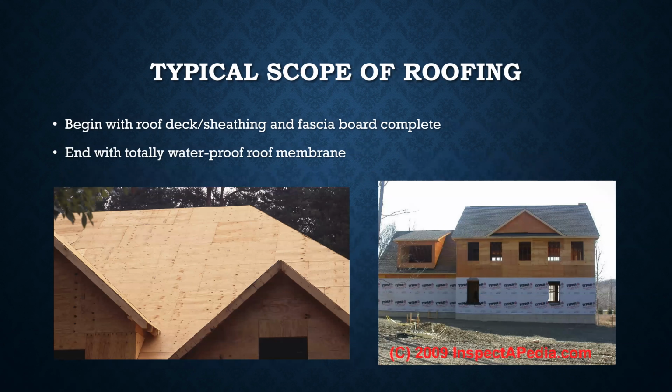The typical scope of roofing starts like this: if you're a roofer, you show up to a job site and there's a totally framed house that's been totally sheathed, and you begin with a blank roof deck, and the fascia boards will be installed. The fascia board is the board that defines the edge of the roof, so that you can start with your drip edge or your underlayment, things like that. That's where the roofing starts, and it goes until you have a roof structure that's totally on top.